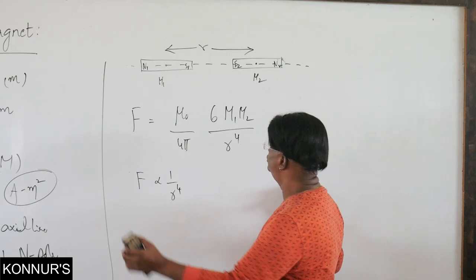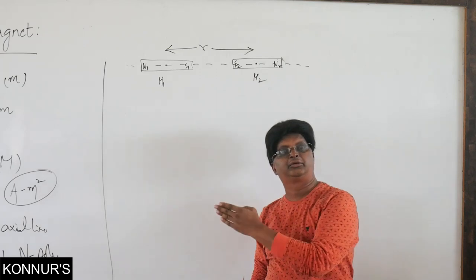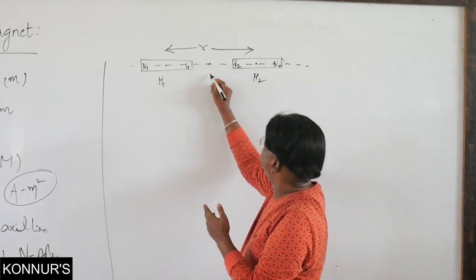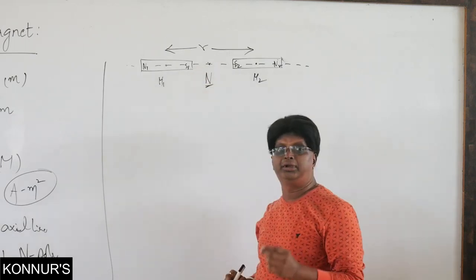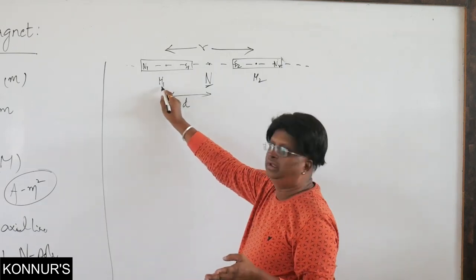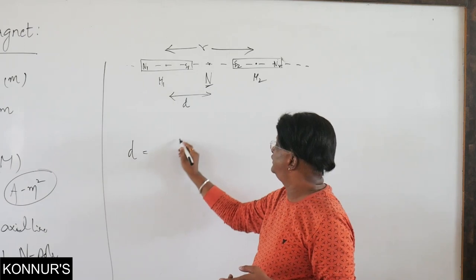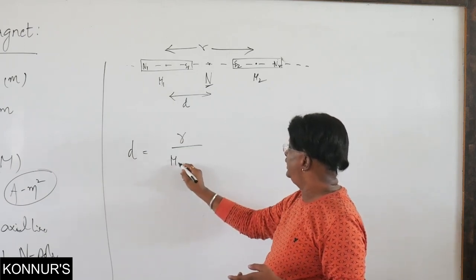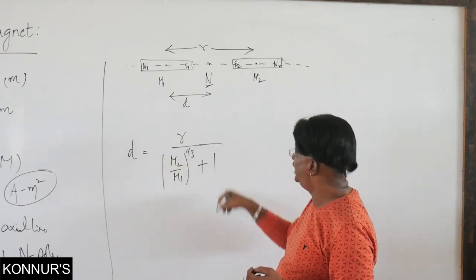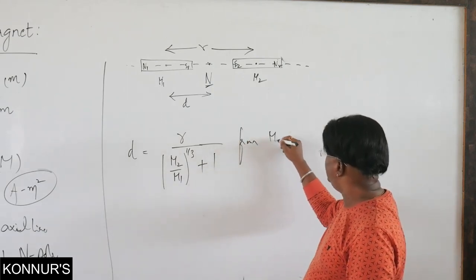And I want to give you an expression. Because we have to do that F1 is equal to F2, two forces at a given point. Suppose this is the neutral point, I call it N. At this point, two equal and opposite forces. Supposing this distance, I take it as B. From this M1, the first magnet, the distance of the null point is equal to R under root of M2 by M1, whole raised to 1 by 3, plus 1. So this will be the result that you get. And this is from M1.